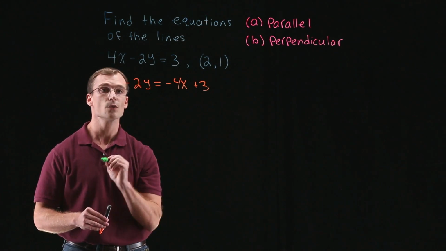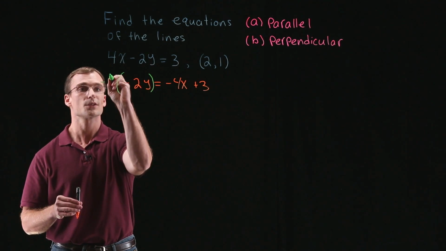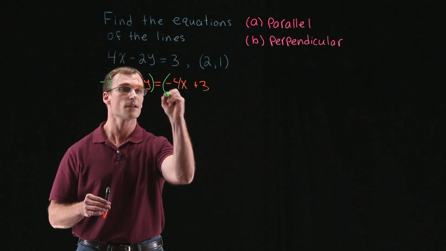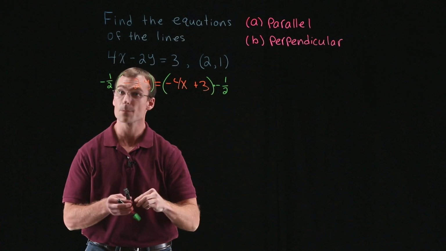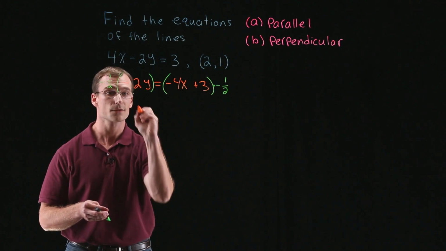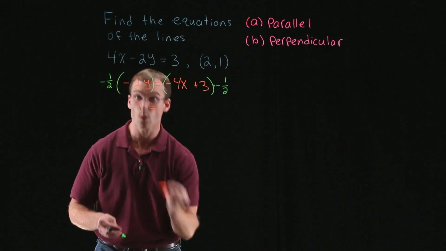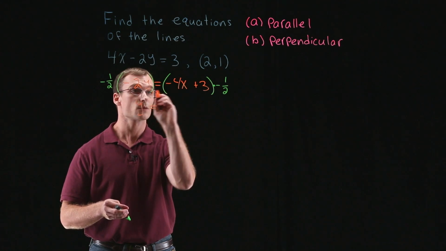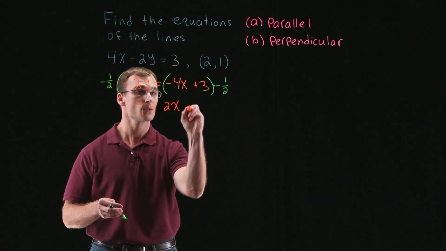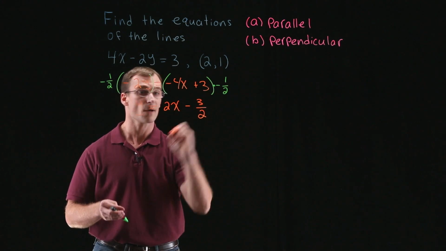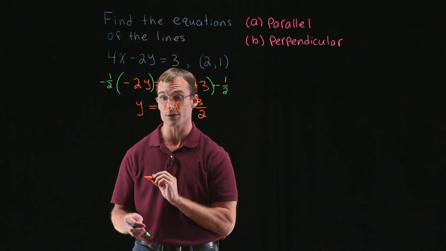To get rid of our negative 2, we can either divide by negative 2 or multiply through both sides by negative 1/2. Multiplying through on our left, that gives us positive y, or y without the negative 2. And y is equal to, multiplying through with negative 1/2, positive 2x minus 3/2. Okay, and so here we can see clearly that our slope is equal to 2.